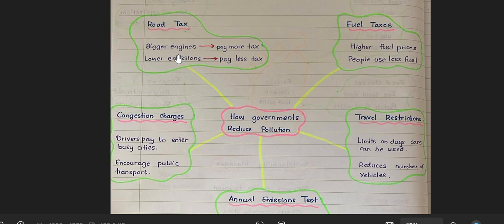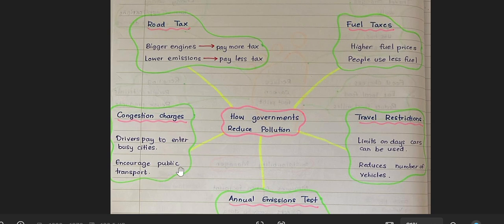So if a vehicle is having a bigger engine, they have to pay more tax. If a vehicle is giving out low emissions, then they have to pay less tax, right? Then another one they can have is the fuel taxes. If they increase the fuel prices, then people are not going to use much fuel because it's costly. So what are they turning for? They will tend to go in public transportation or by cycling or walking, right? So this is another type of tax they can introduce.